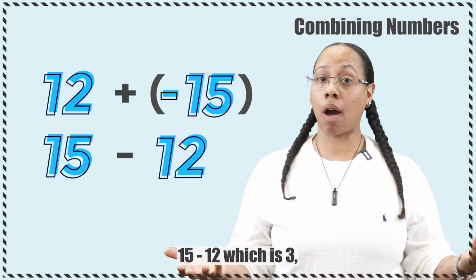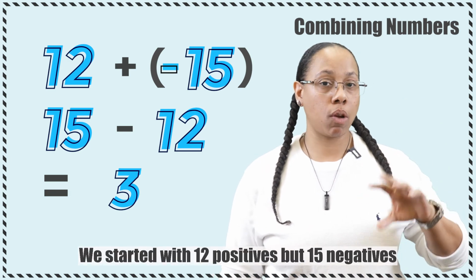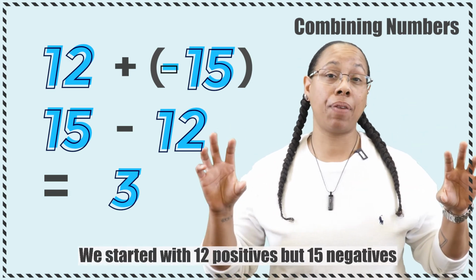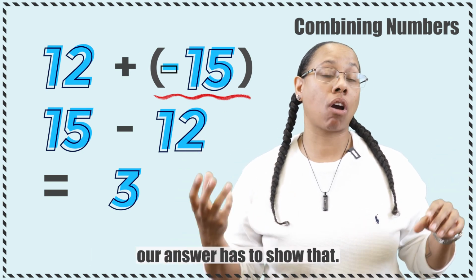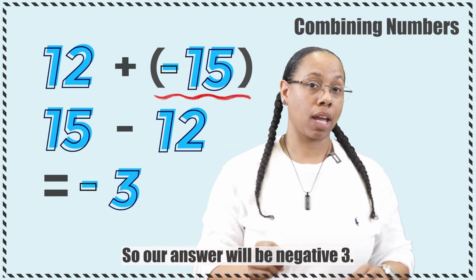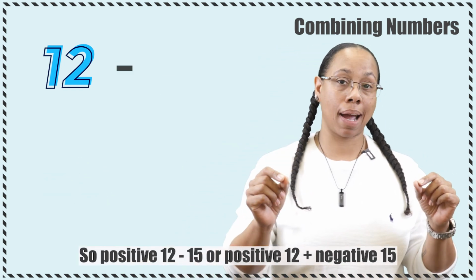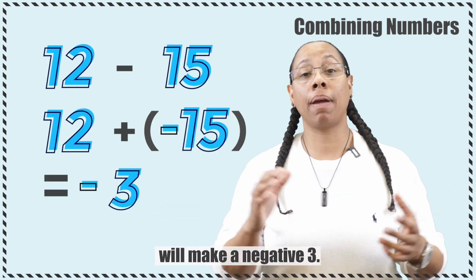15 minus 12, which is 3. But remember what we started with. We started with 12 positives, but 15 negatives. So since we started with more negatives, our answer has to show that. So our answer will be negative 3. So positive 12 minus 15, or positive 12 plus negative 15, will make a negative 3.